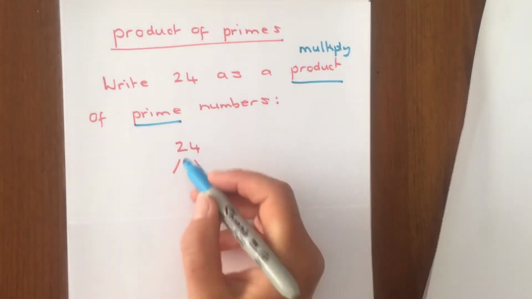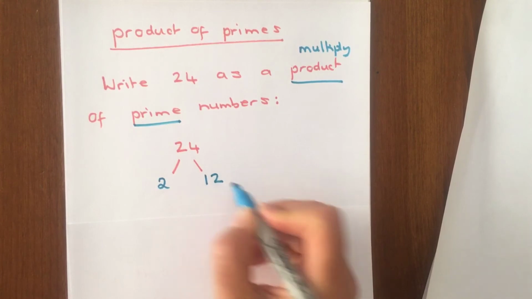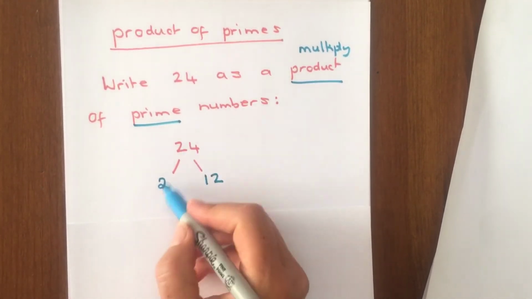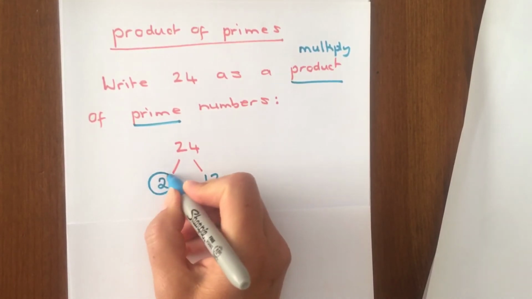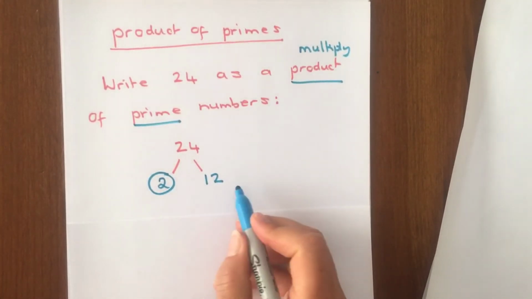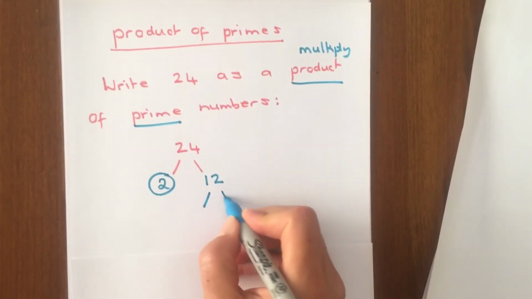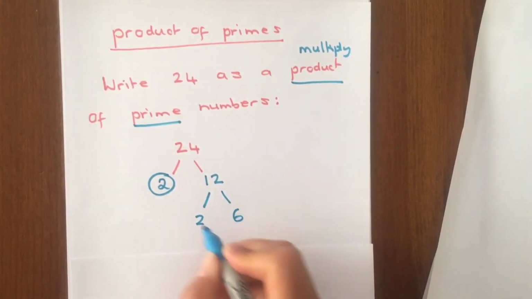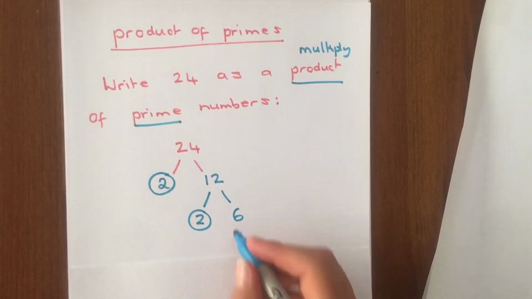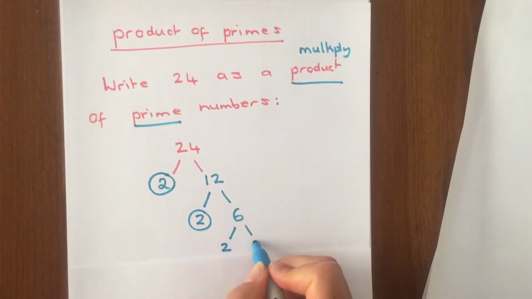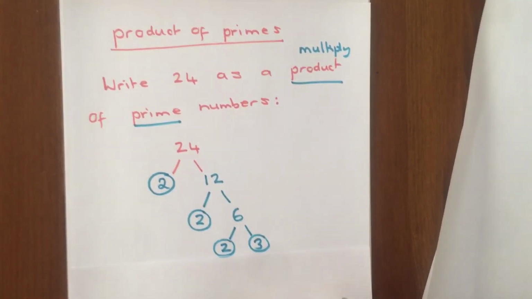So 24, I'm going to do a tree now. 24 is 2 times 12. There's 2 branches. 2 times 12 is 24. But 2 is prime, so I circle it. 12 is not prime, so I carry on. 12 is 2 times 6. 2 is prime, 6 is not. 6 is 2 times 3. Both these numbers are prime, and I stop.